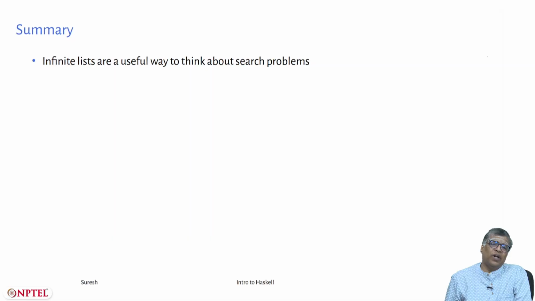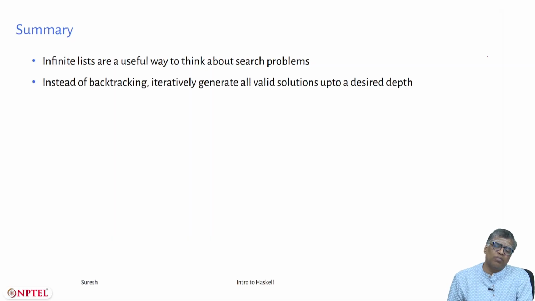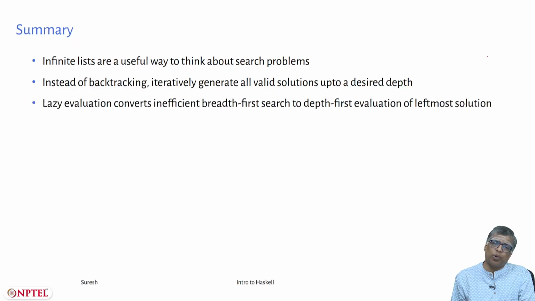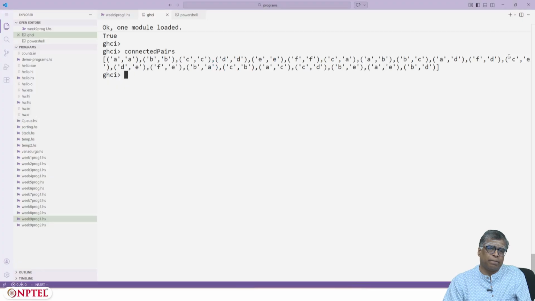So, to summarize, infinite lists are a very useful way to think about search problems. Instead of using backtracking as part of your program, you iteratively generate all valid solutions up to a desired depth. This is very simple to program. Lazy evaluation converts inefficient breadth first search to depth first evaluation of the leftmost solution. This is the summary, and this is very powerful already, as you can see. So that concludes this lecture. I shall now just show you how this works in VS Code, and I will stop the lecture.